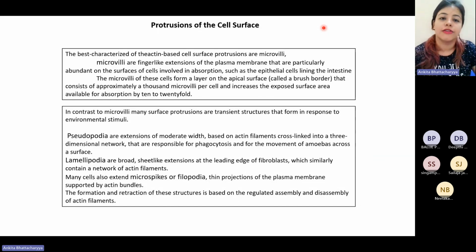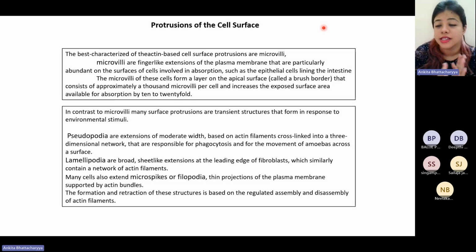So what are microvilli? They are finger-like extensions of the plasma membrane, and they are abundant on cell surfaces involved in absorption, of which the most common example that most of us are familiar with is the intestinal lining, where you would find them very extensively present. These brush border epithelial cells mediate a large increase in the surface area of absorption during digestion because of the presence of these microvilli. What they form is known as the brush border, and it has 1,000 microvilli per cell, and the exposed surface area, I said 100, sorry, it's a 20-fold increase.